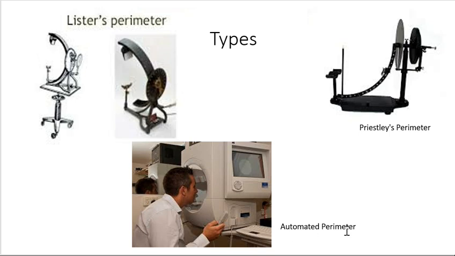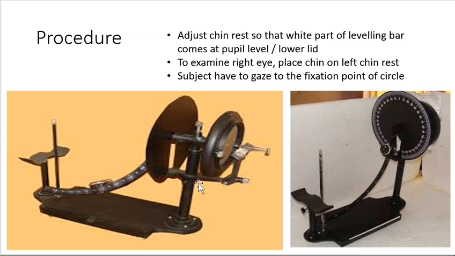There can be an automatic perimeter also, which is basically an electronic one. Normally, in this video we'll be talking about the Priestley Smith perimeter and how we'll be performing that. Okay. So this is the Priestley Smith perimeter, in which we have one arc. We can measure the field of vision on one side. Okay. Now let's start the procedure.